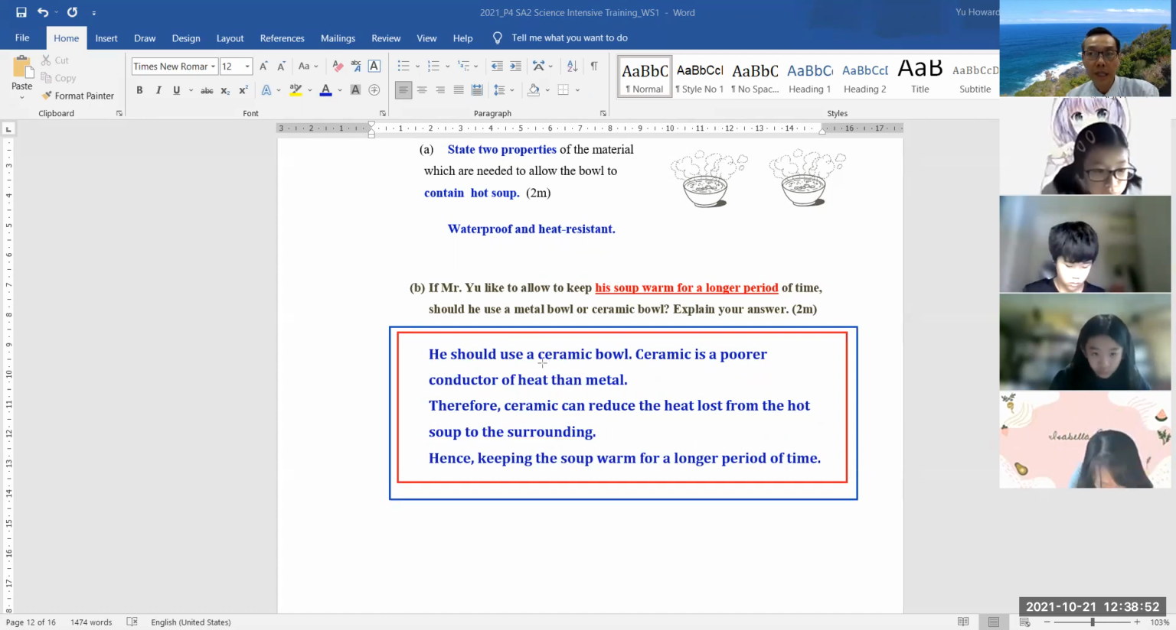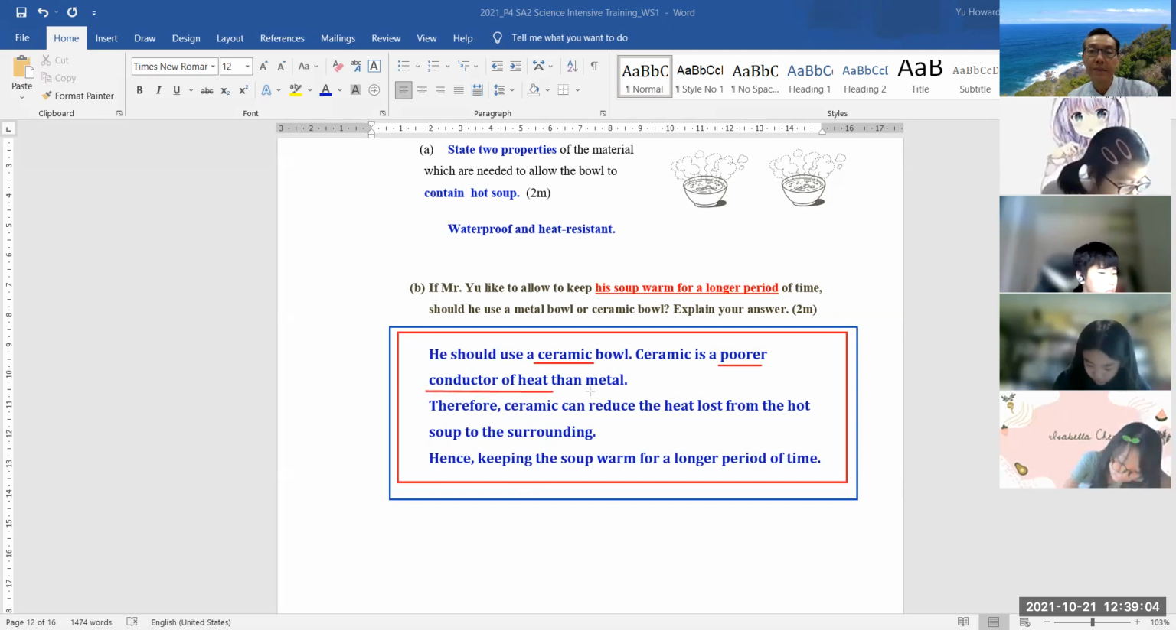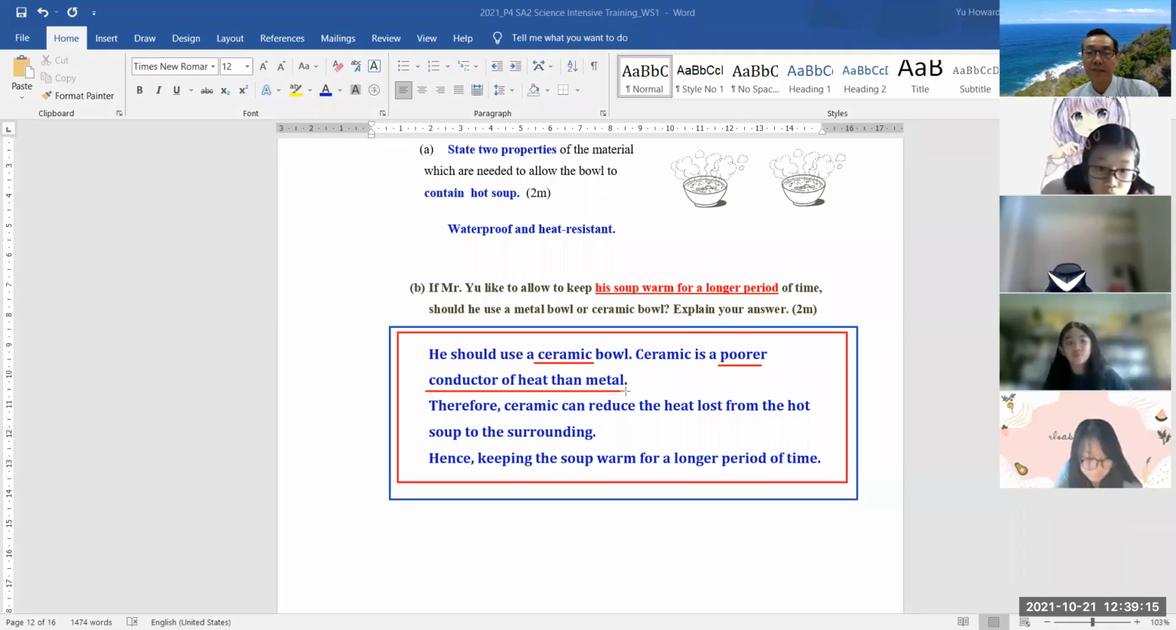Okay, thank you. Okay, I show how the examiner marks. Firstly, you must identify the correct bowl, ceramic bowl. Secondly, you must use the comparative adjective, poorer conductor of heat. If you use the word bad, cannot say bad conductor. You mark wrong. It's poorer, either poor conductor or poorer conductor, or worse conductor.